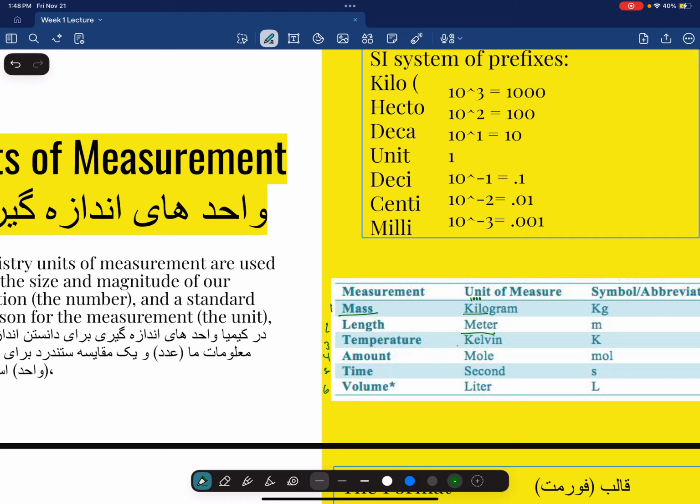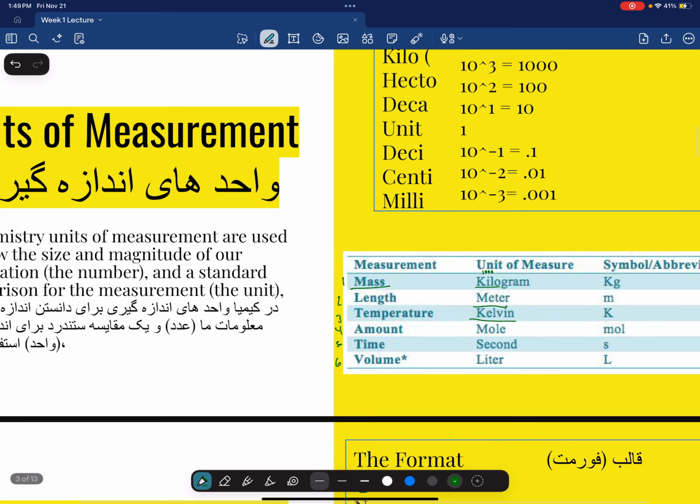Temperature is going to be Kelvin. In the real world, we use Celsius and Fahrenheit for most of our lives, but in chemistry, we use Kelvin because Kelvin has an absolute zero. So when they say that Kelvin is 0 degrees, it means that it is 0 degrees. It cannot go below that. And then for amount, we're going to use mole.